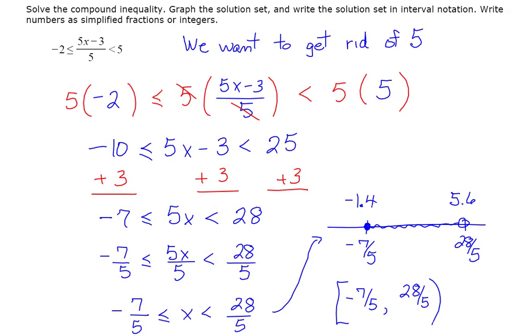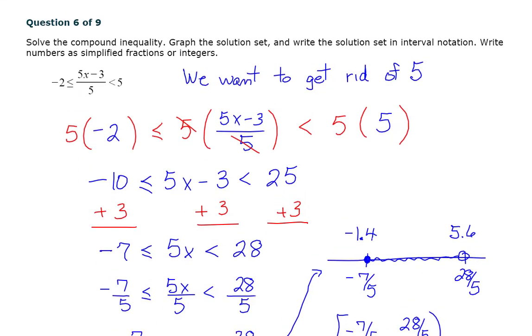All right, let's see. So again here, I want to get the variable alone in the middle. It's got this ugly fraction under it, so I'm going to multiply through by 5 to get rid of it. So here's the 5 times all pieces. 5 times minus 2 is a minus 10. These 5's cancel. 5 times 5 is 25. All right, so far so good.